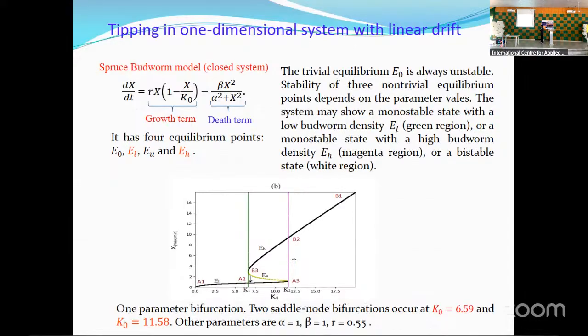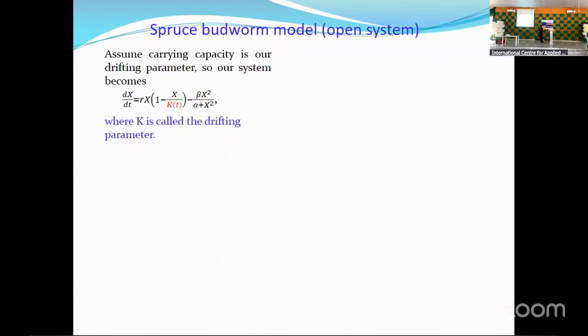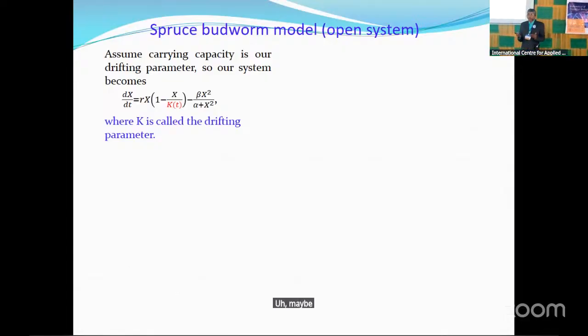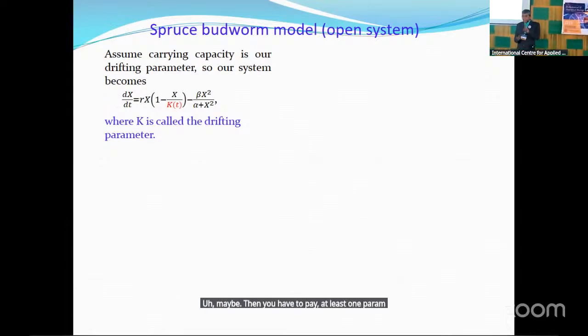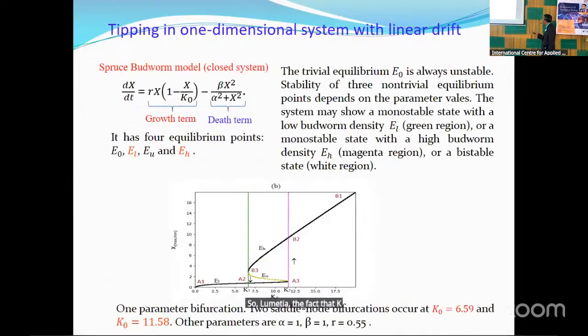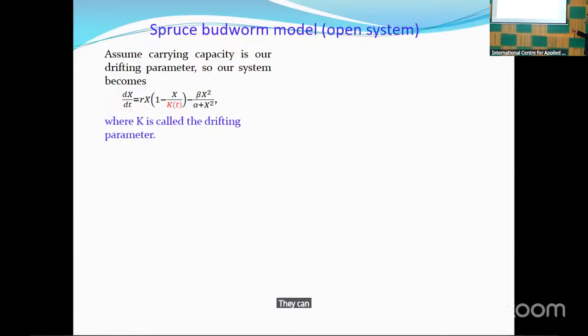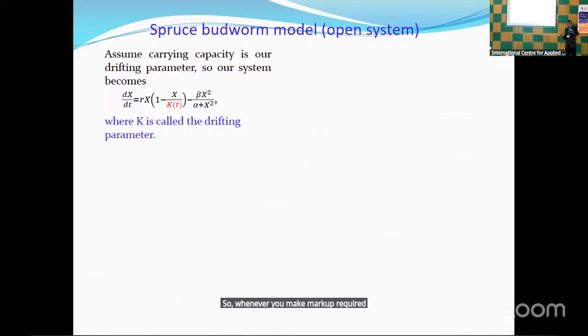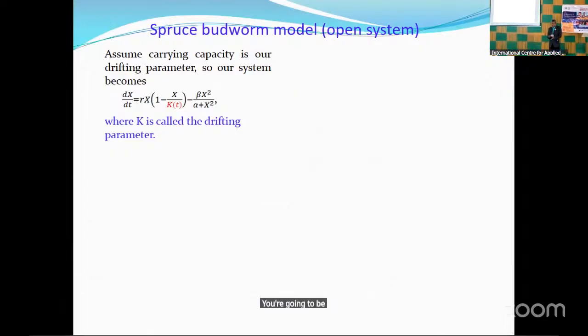Next thing. If you want to study tipping, then you have to make at least one parameter time dependent. So we make the parameter K time dependent. Now K is not a constant but depends on t. Whenever you make one parameter time dependent, we call this parameter a drifting parameter, because it changes. So K is our drifting parameter.